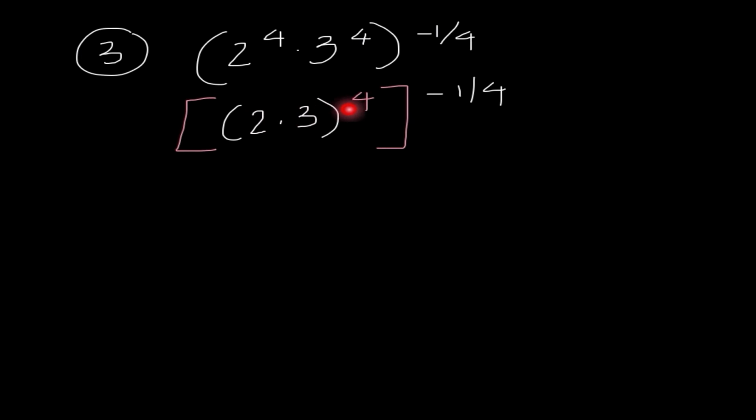And I know that this is equivalent to our previous step. Now this is actually going to save me some time, because now I can do 2 times 3, which is 6. 4 times negative 1/4, because when I take an exponent to a power we multiply, would become negative 1. And I know 6 to the negative 1st power is 1/6.